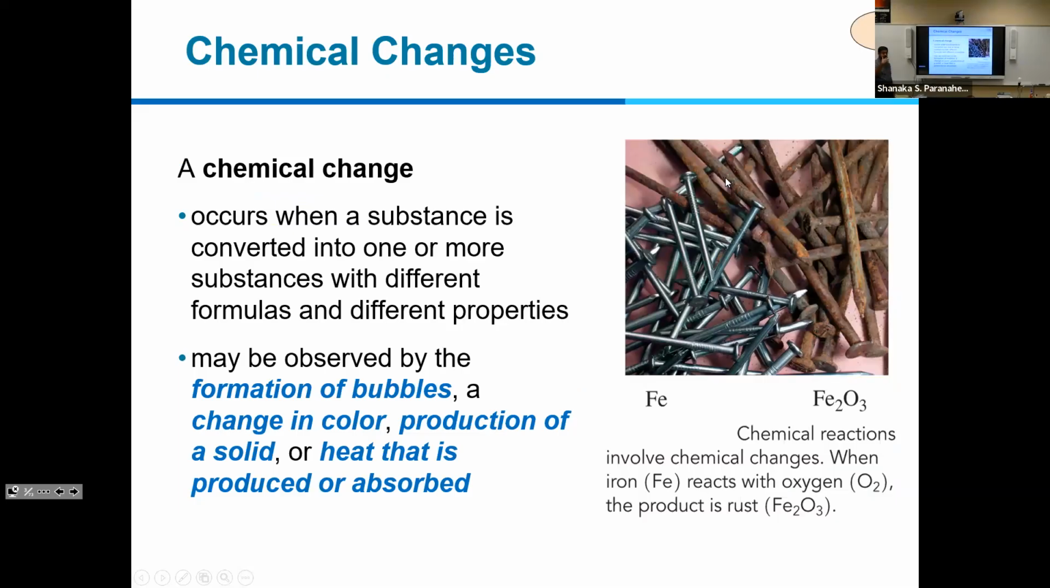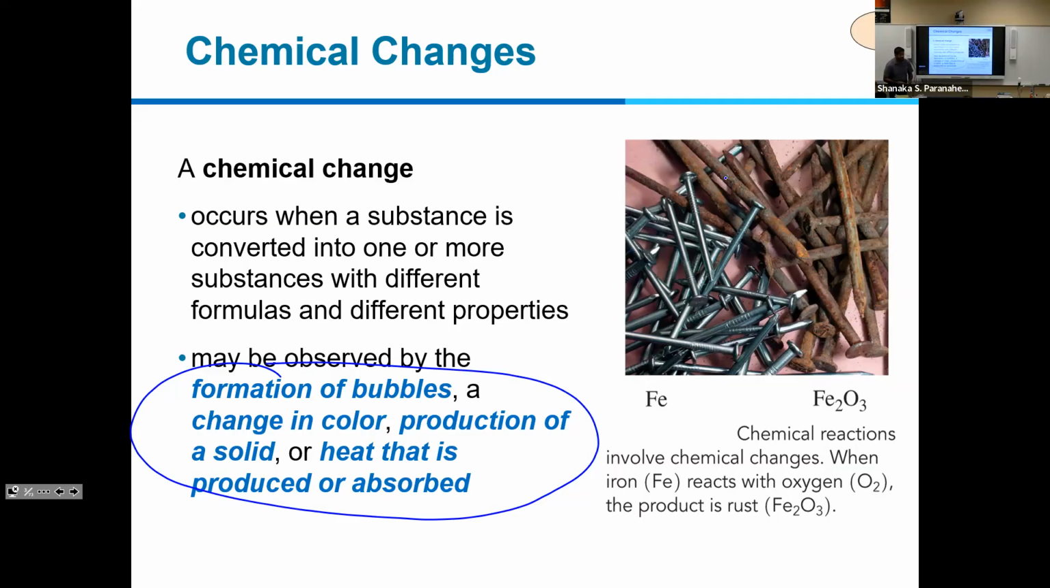And first, how do we know there's a chemical reaction? There is some physical evidence to identify chemical reactions. Mainly there are 4 or 5 pieces of physical evidence, and the first is formation of bubbles. When we mix two chemicals, we're going to see bubbles coming out of the reaction mixture. It's an indication of a chemical reaction.